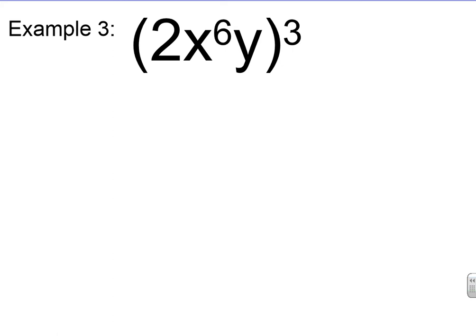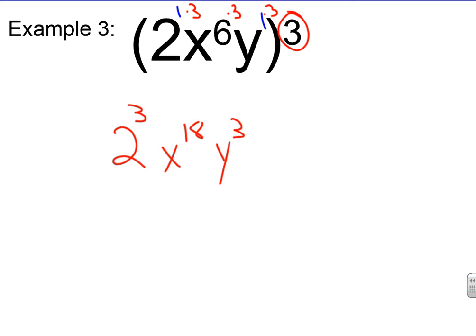Here, what happens is I'm still going to multiply my exponents, but I have to do it to each term inside the parentheses. So the first thing I'm going to do is fill in all of the powers that we didn't know were already there. 2 is actually to the first power. x to the 6th, y to the first power as well. So what I'm going to do is take that 3 and multiply it by each of my exponents. That gives me 2 to the third power, x to the 18th power, and y to the third power.